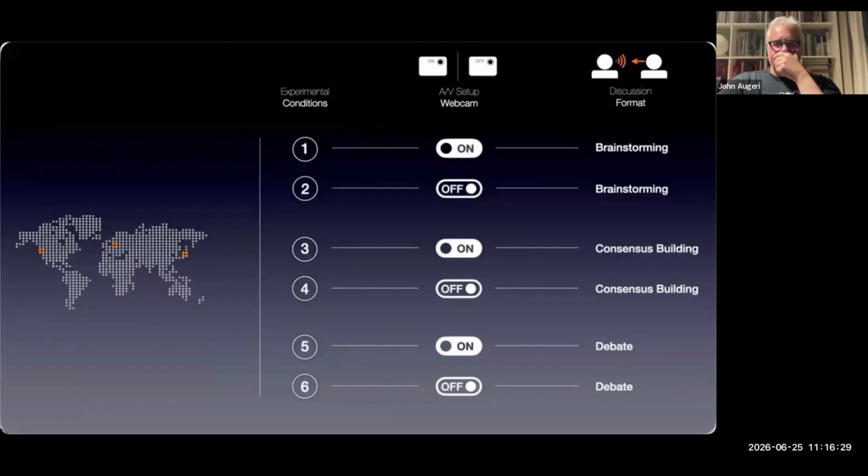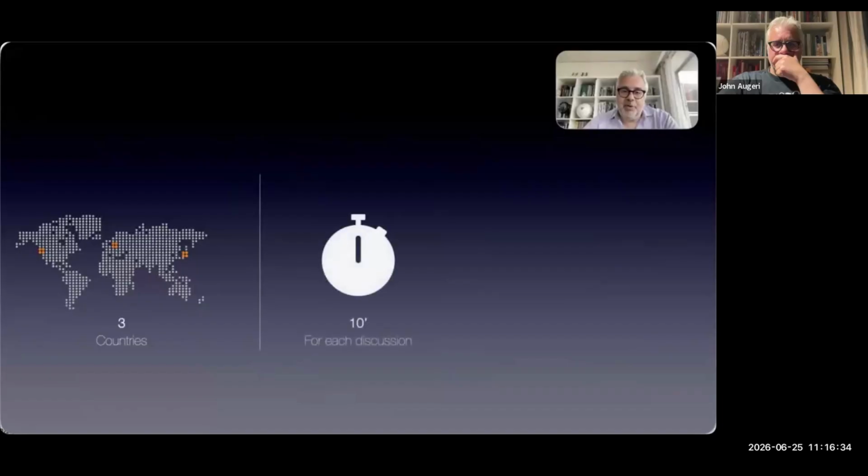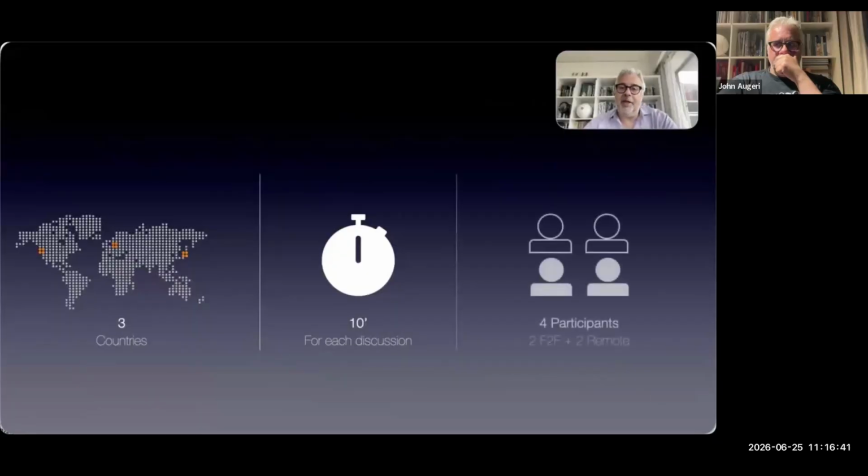So 6 experimental conditions for each country. Practically speaking, the experiments were run by 10 minutes for each discussion, so 6 times 10 minutes, and they were involving 4 participants, 2 of them in a face-to-face situation, the 2 other ones in a real or simulated remote situation. So real meaning that they were connecting from somewhere else than the campus, simulated when we asked them to sit in another room, separated from the ones with the face-to-face students.